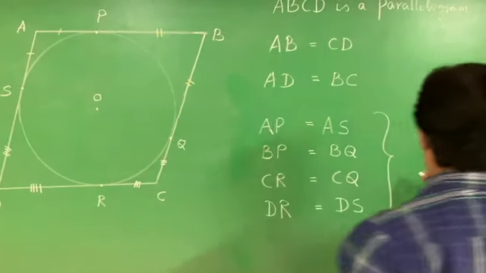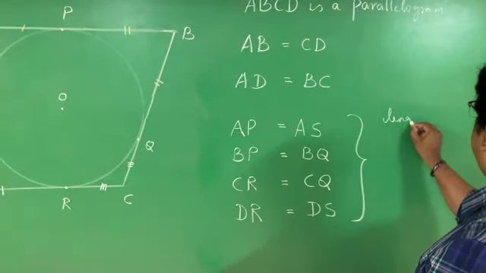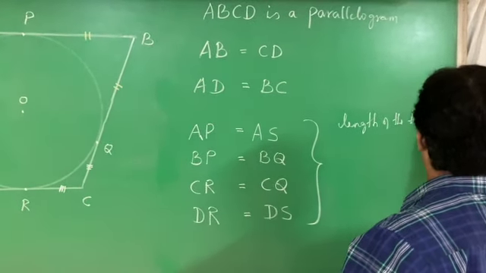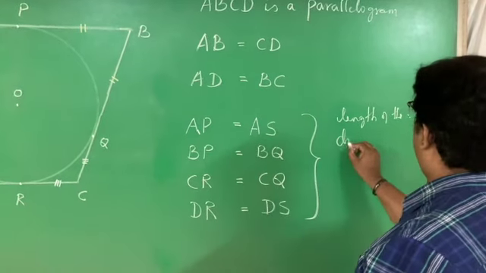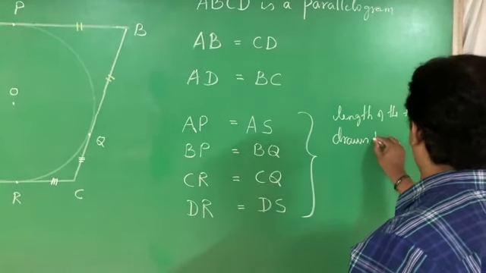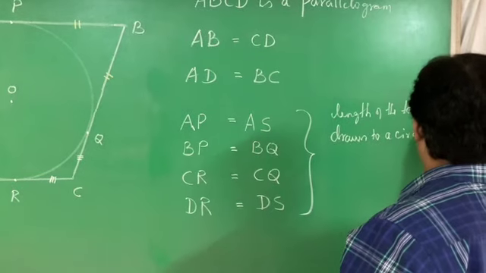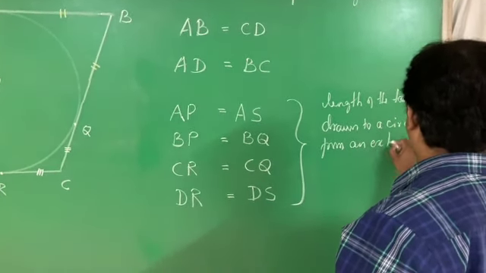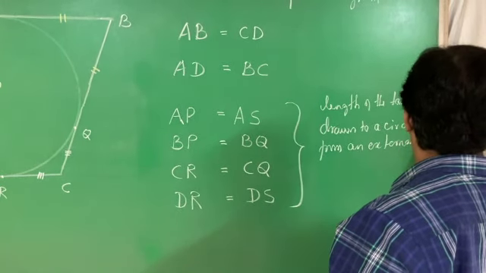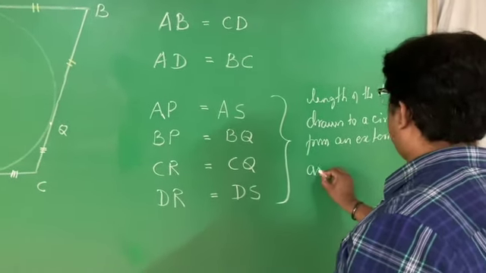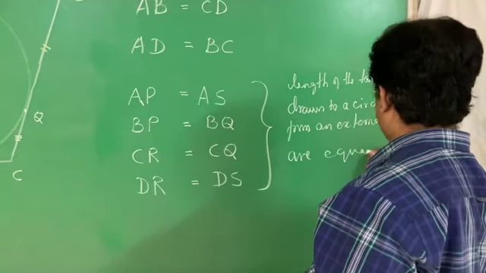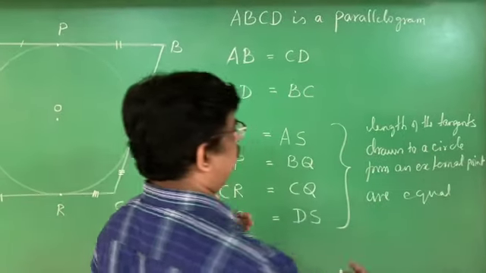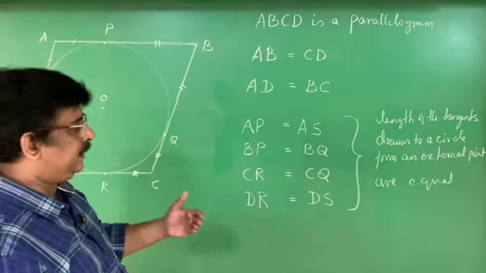The theorem tells that the lengths of the tangents drawn to a circle from an external point are equal. This knowledge I got from that particular theorem.